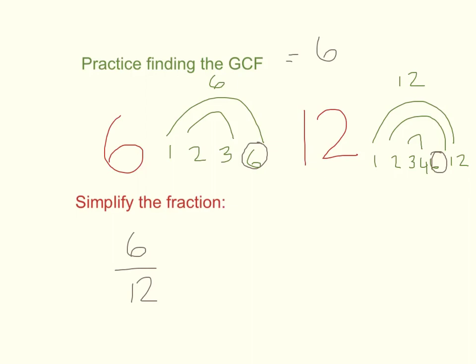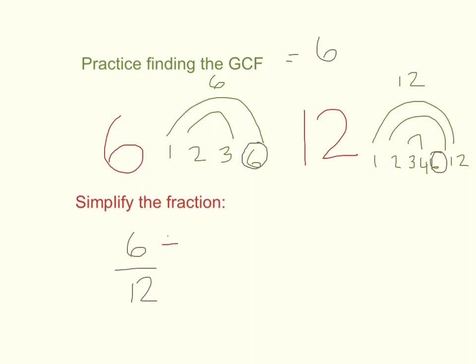Some students have an easier time finding the greatest common factor when looking at it in a fraction format. So you can see down below, I wrote the fraction 6/12. In this case, once again, I'm just looking to find the biggest number that can go into 6 that can also go into 12. Hopefully, it's pretty easy to spot this way that 6 is a number that can go into itself, and it can also go into 12.